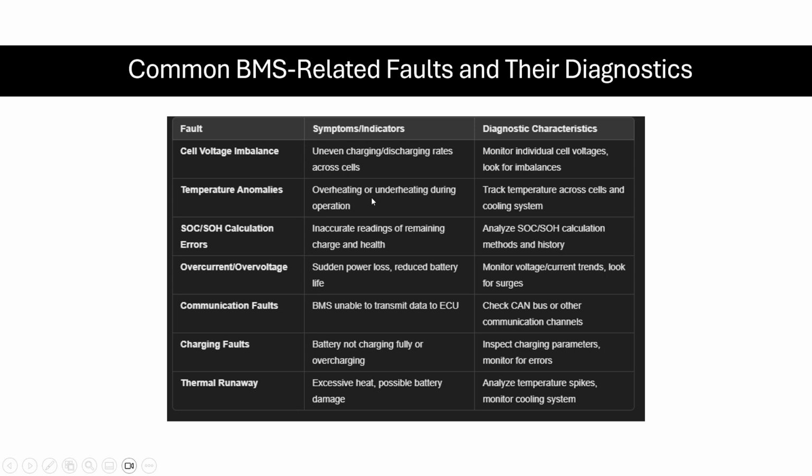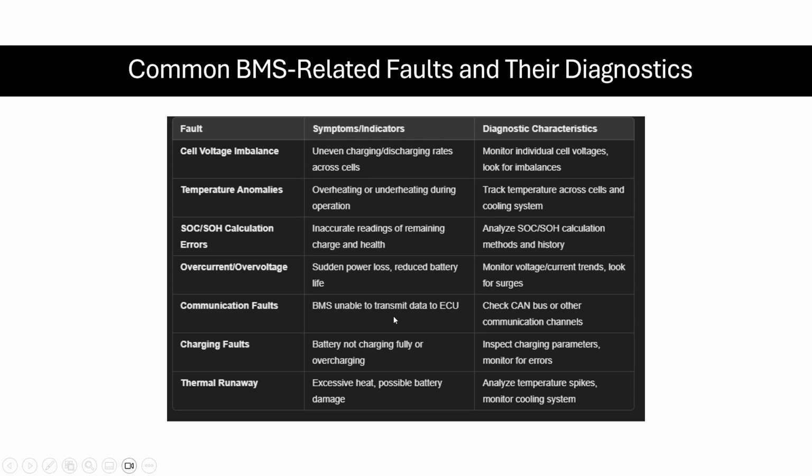Temperature anomaly, overheating or underheating during operation. For this, we have to track temperature across every cell and also check whether the cooling system is functioning or not. SOC SOH estimation error. There may be inaccurate SOC SOH calculation for estimating remaining charge and health. For that, we have to analyze the calculation method and algorithm and check its correctness. Overcurrent, over voltage. Sudden power loss and reduced battery life are the indicators. We have to monitor voltage and current trends for such detection.